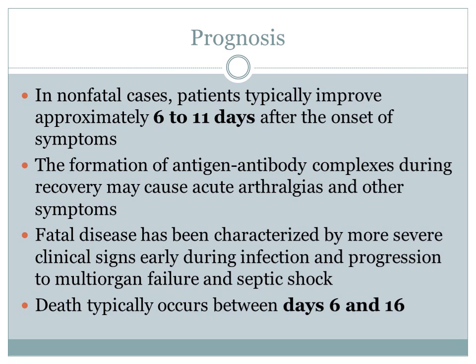So right around 6 to 11 days, patients can start to improve, and they'll form these antigen-antibody complexes, which will cause a type 3 autoimmune response, which will cause some acute arthralgias and other symptoms, sort of similar to an immune serum sickness, and that's just part of the late-stage sequelae of recovery. The more severe your symptoms are, the worse the prognosis, obviously, and death can often occur between days 6 and 16.